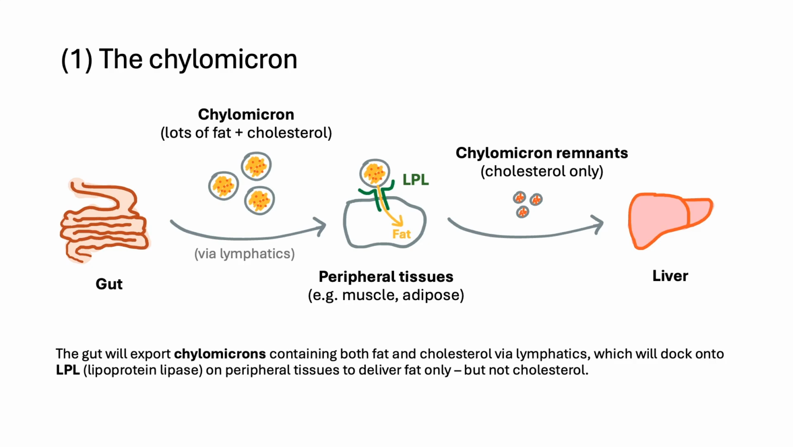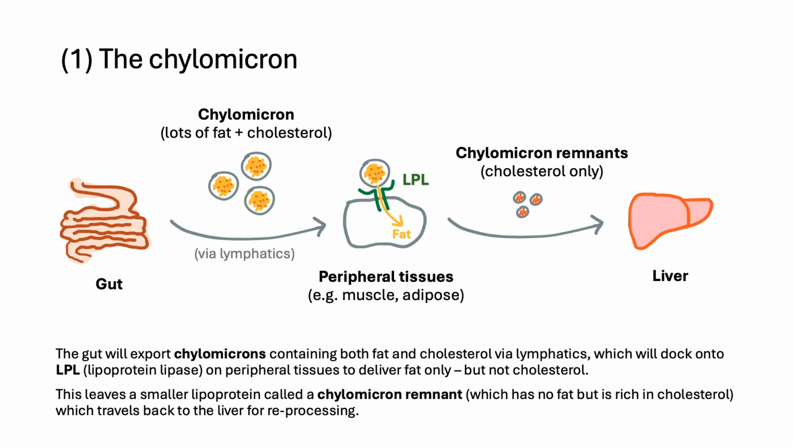And so that's the story of the chylomicron and the first step of fat transport. The gut will export chylomicrons containing both fat and cholesterol via the lymphatics, which will dock onto LPL on the peripheral tissues to deliver fat only, but not cholesterol. And then it emerges as a smaller lipoprotein called a chylomicron remnant, which has no fat but is rich in cholesterol. And then this travels back to the liver. So that's all there in writing for you. Step 2, the VLDL.